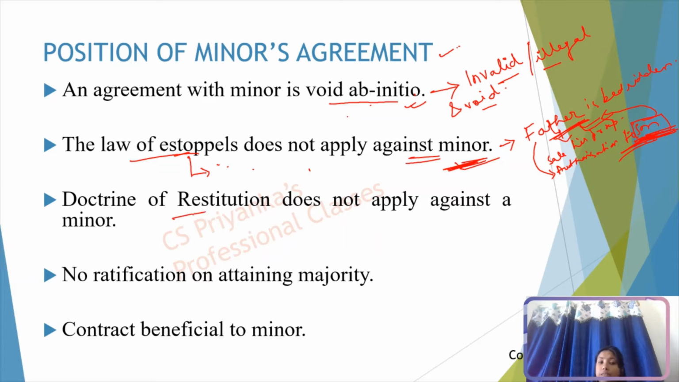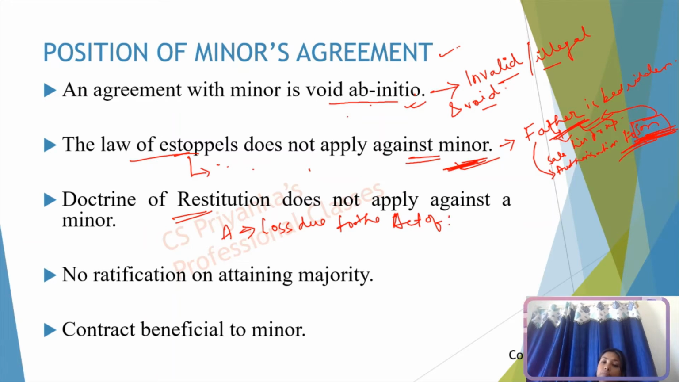Next is the doctrine of restitution. Restitution means recovery. For example, think Mr. A suffered some loss due to the act of B. What will be the legal conclusion? A suffered loss due to the act of B, so A can claim compensation for the damage from B.